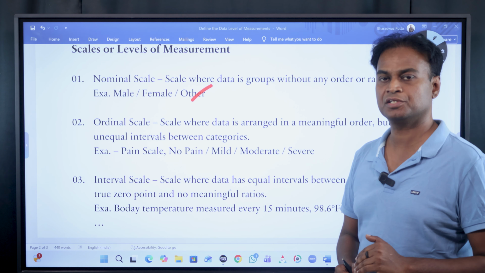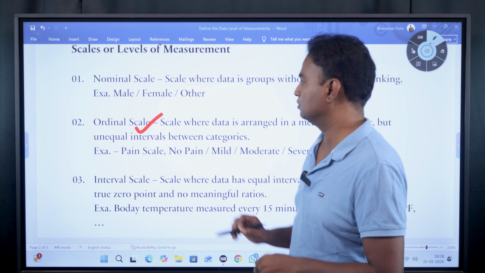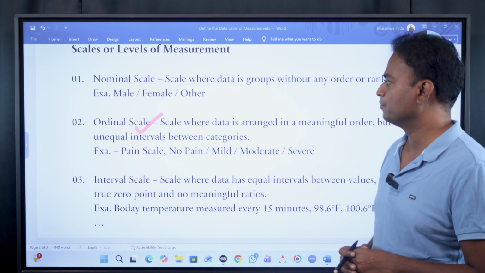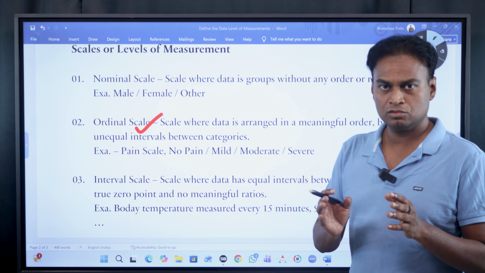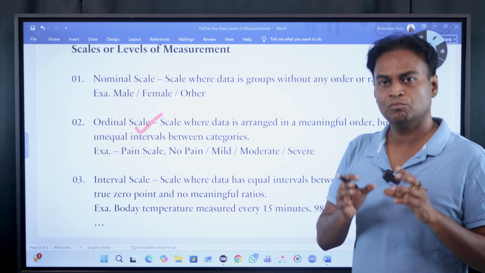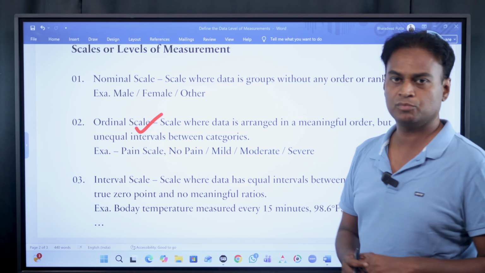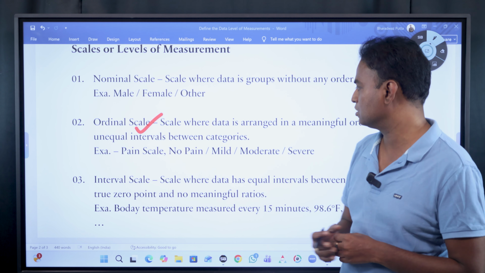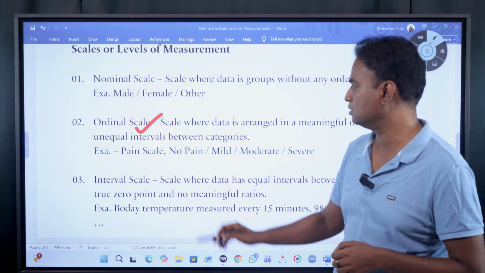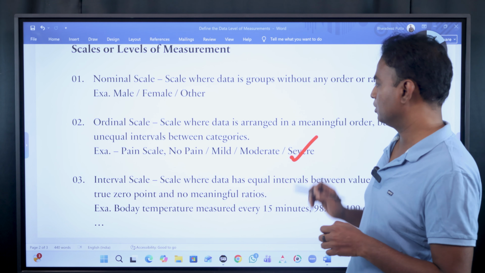The second level of measurement or the second scale is ordinal scale. What is ordinal scale? In ordinal scale, you not only label the data, meaning you not only group the data, but also arrange the data in a particular order. The best example would be 15 patients who, based on their pain, are classified as no pain, mild pain, moderate pain, severe pain.